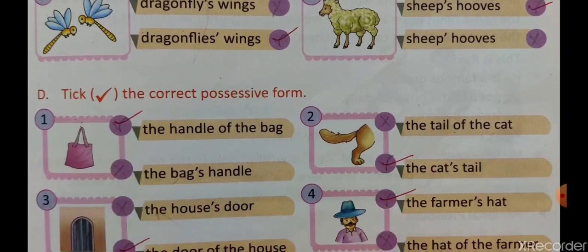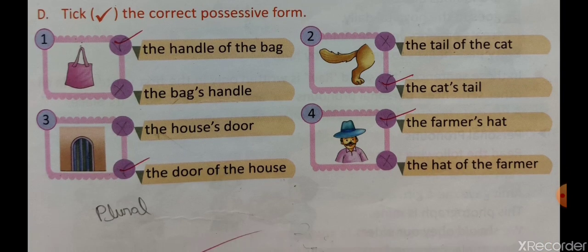Coming on to the next one, tick the correct possessive form. The handle of the bag or the bag's handle. So bag is actually a non-living thing, so we have to write the handle of the bag. The tail of the cat, the cat's tail. So cat is a living thing, so we have to write the cat's tail, apostrophe s. Next is the house's door or the door of the house. Here the door is a non-living thing, so we have to write the door of the house. Next is the farmer's hat or the hat of the farmer. Since farmer is a living thing, we have to write the farmer's hat.